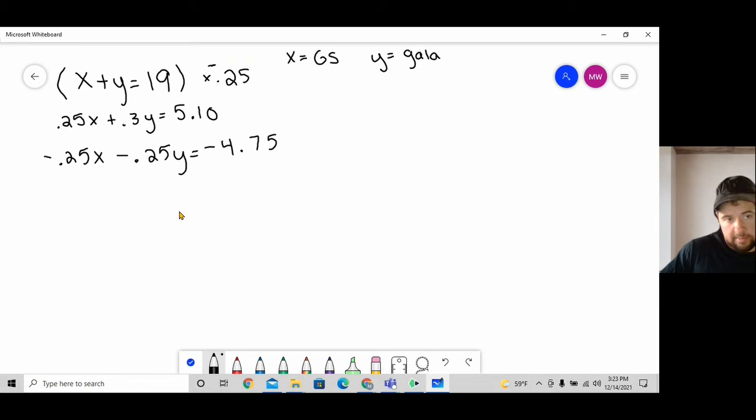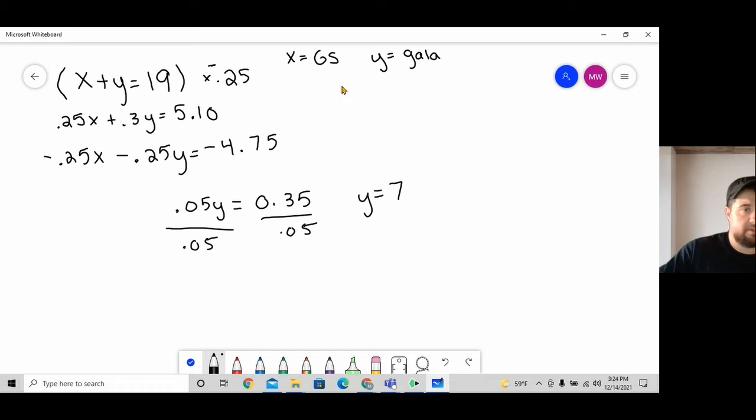Combine, I'm going to end up with 0.05y equals 0.35. Divide this out. Y equals 7. Take that 7, plug it back in. If y is 7, then x is 12.